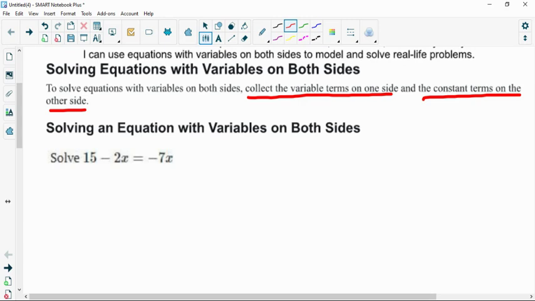We've practiced this before, where we had to use addition or subtraction to move the constant away from the variable off to the other side. We will have to do that with not just the constant term, but the variable terms. And we're still going to be using addition or subtraction to perform that step.